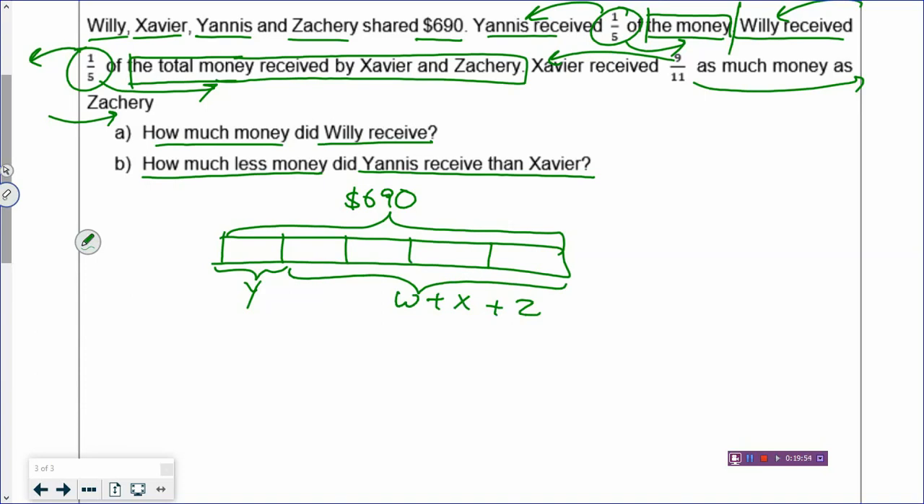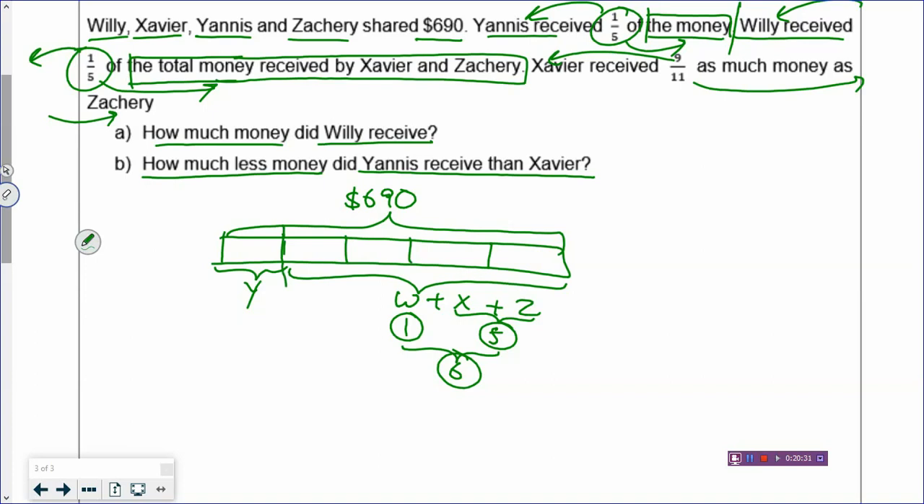Now, Willie received 1/5 of the total money, which means that Willie receives one box. That's why you need to label. Because if you don't label, how are you going to put the 1 under Willie? And then Zachary and Xavier, they have a total of 5. So that's why you need to label. And then together they have 6 boxes. So can I count into 6 boxes? If you look at these 3 persons, they have 4 boxes. They share 4 boxes.